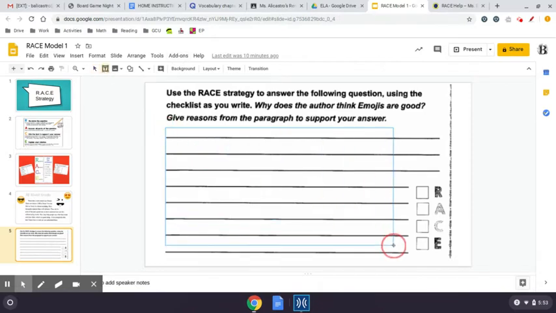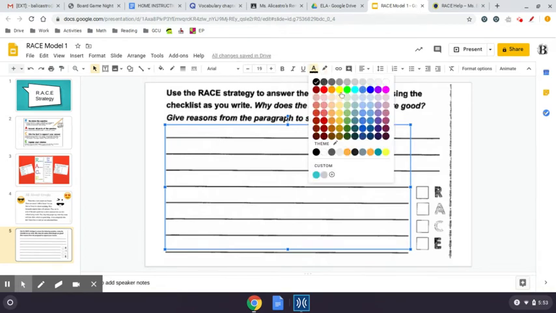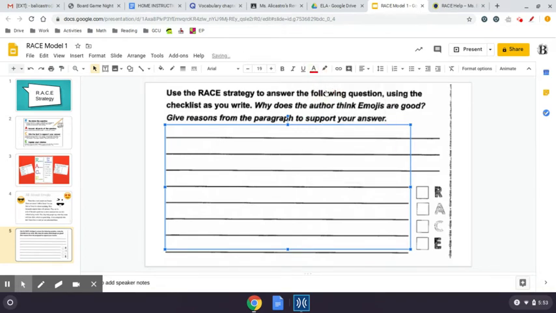And I have to add a text box here, and then I'm going to make it a little bigger so you can see, and I'll make it in blue, red so you can see. Okay. So I need to start off by restating and answering the question here. Why does the author think emojis are good? So I'm going to start by restating. The author thinks emojis are good because.